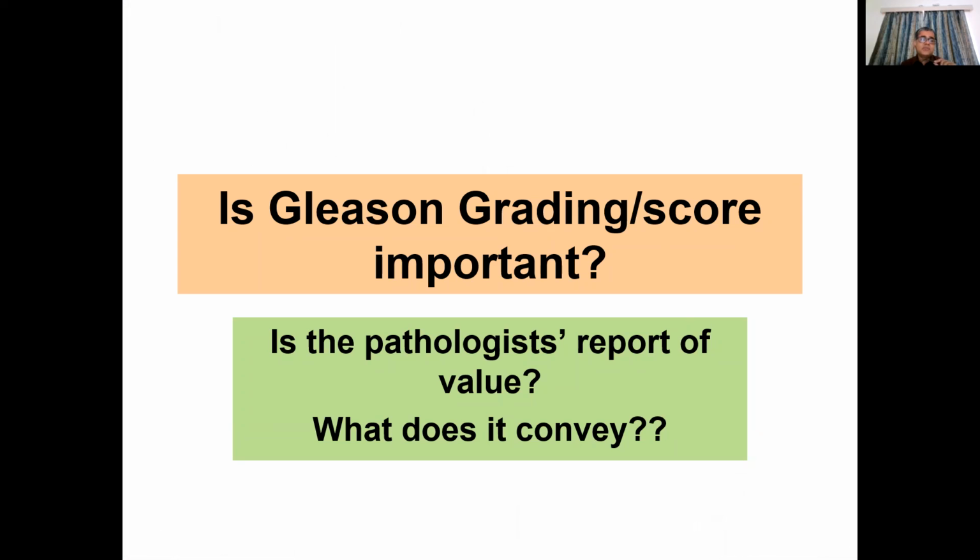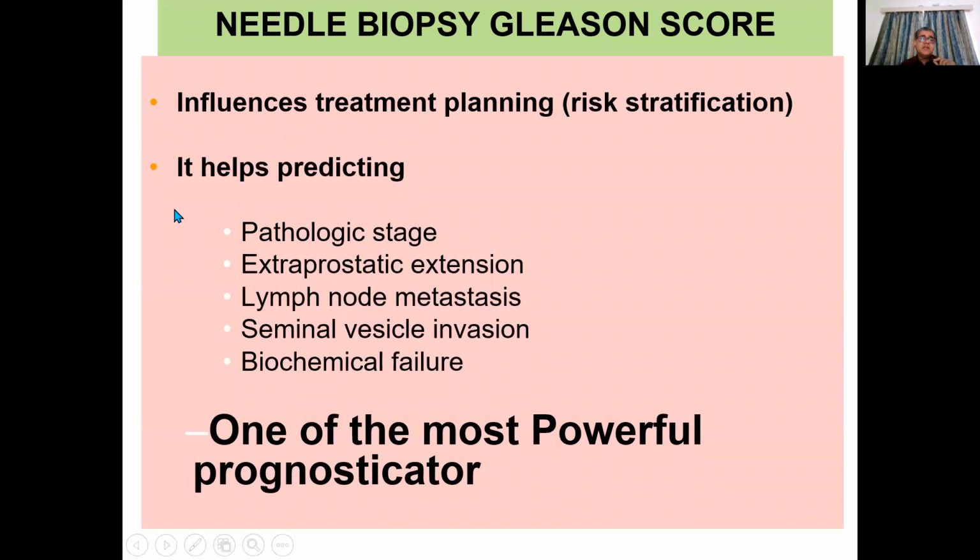So is it really important for the clinician, you being a urologist, is it really important for you to make decisions? Is the pathologist report of any value? Does it convey something to you, or is it just a score which is given? I think Gleason grading, even after 50 years of its induction, is still one of the most powerful prognosticators in planning the management of the patient. It influences the treatment planning. It helps in predicting the pathological stage, extraprostatic extension, lymph node metastasis, seminal vesicle invasion, and the biochemical failure. So, a needle biopsy Gleason score helps you in predicting all these factors on a radical prostatectomy, or even if the patient is taken for other forms of treatment.